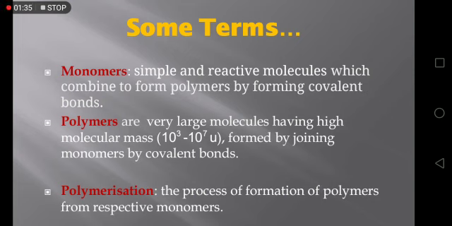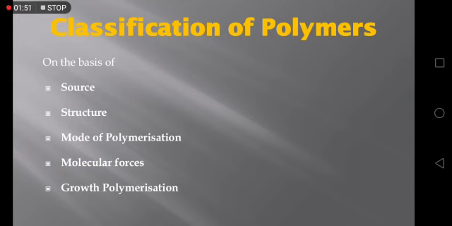Polymerization. It's the process of formation of these polymers from their respective monomers. As mono is one and poly means many, hence the terms are very clear. Classification of polymers can be done on the basis of the source, structure, mode of polymerization, molecular forces and growth polymerization.